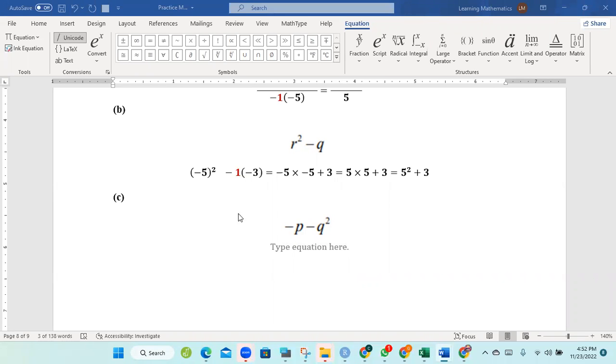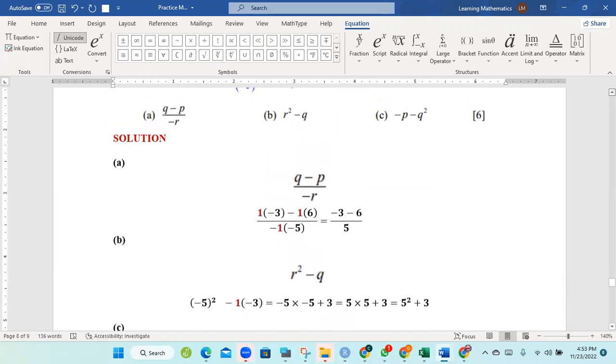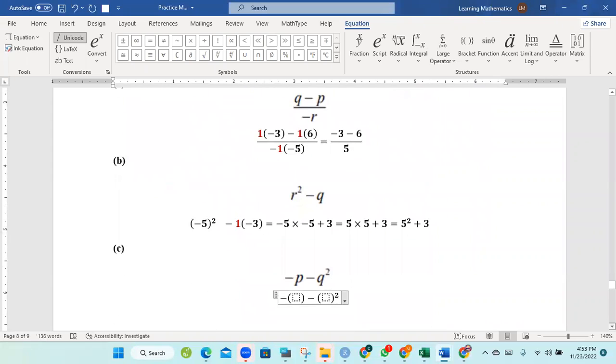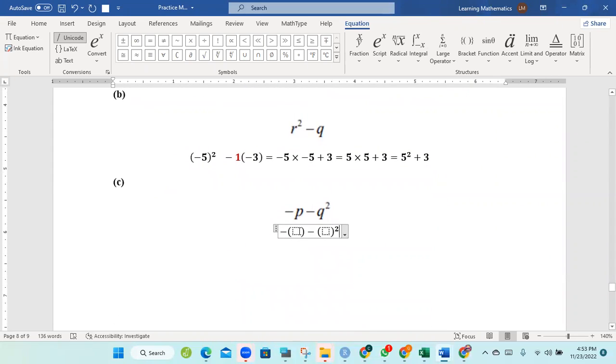This one says, part C says -P minus Q squared. So we have our negative, and then we open a bracket, close bracket. So already you see a letter, you put a bracket. Then we have a subtraction sign, and we have a bracket, and then this bracket is raised to the power of 2. Now we need to find what is the value of P and what's the value of Q. The value of P is 6 and the value of Q is -3.